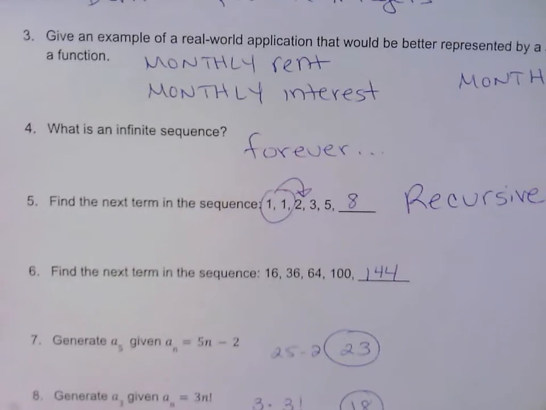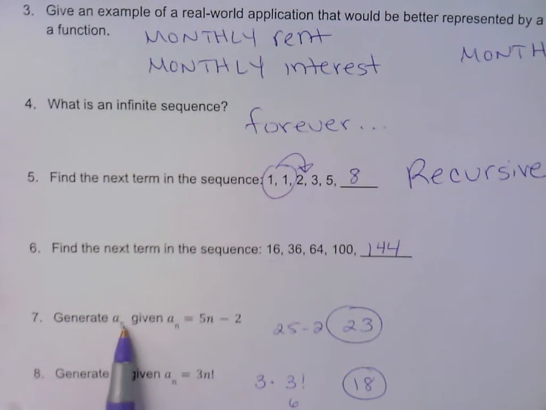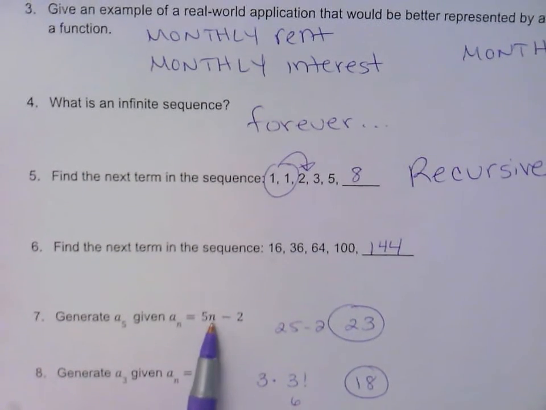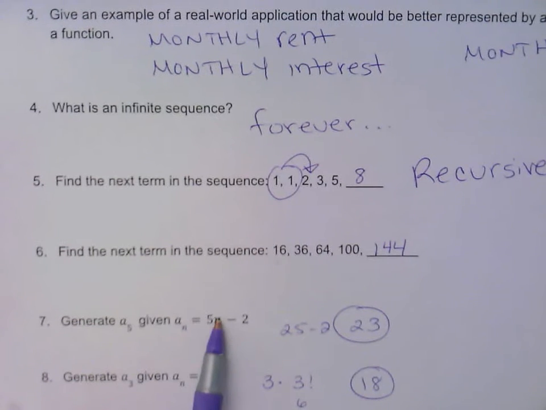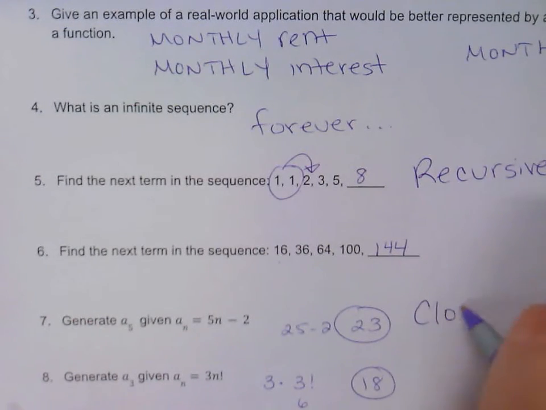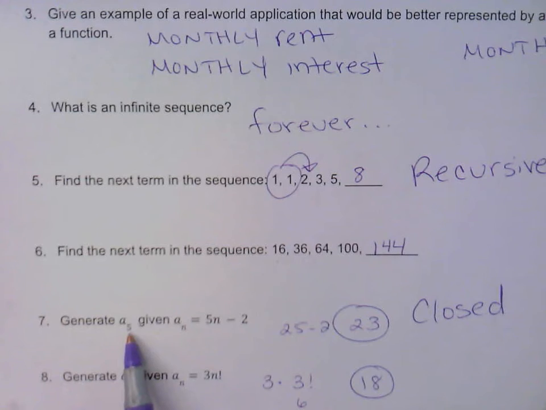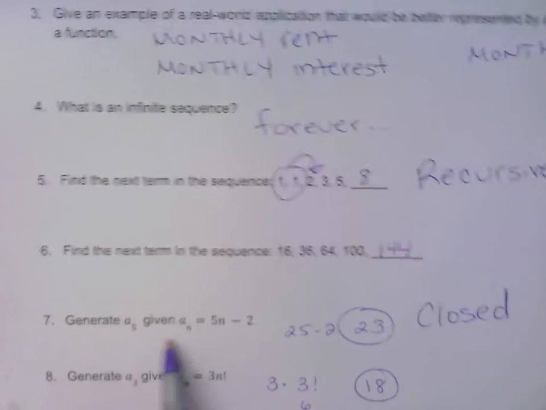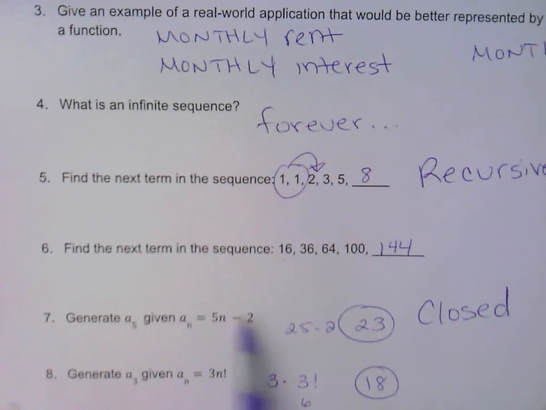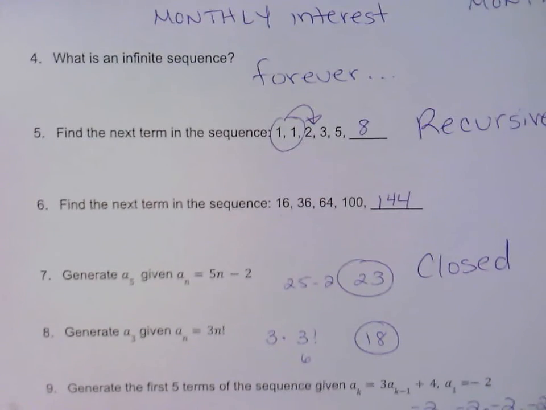The next one, number 7, is literally like a function. You take the number 5 and you plug it in for n. So 5 times 5 minus 2 should have given you 23. That's a closed formula. Closed is when you can take the term number. So this says term number 5. This is the sequence notation. You can plug the 5 in and generate the output. Same thing with number 8. This is another closed formula.